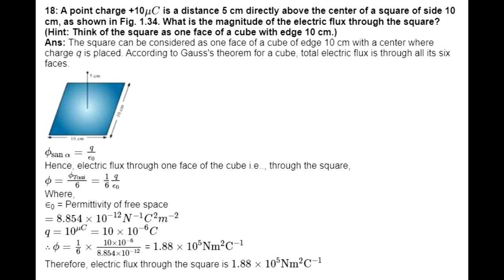If the charge q is at the center of a cube, then the net flux through the cube will be flux phi equal to q by epsilon zero. Due to each face, equal flux will be there, and that's why due to this single face, it will be q by 6 epsilon 0. So if you put the values here, the answer will be around 1.88 × 10^5 Newton meter square per coulomb.